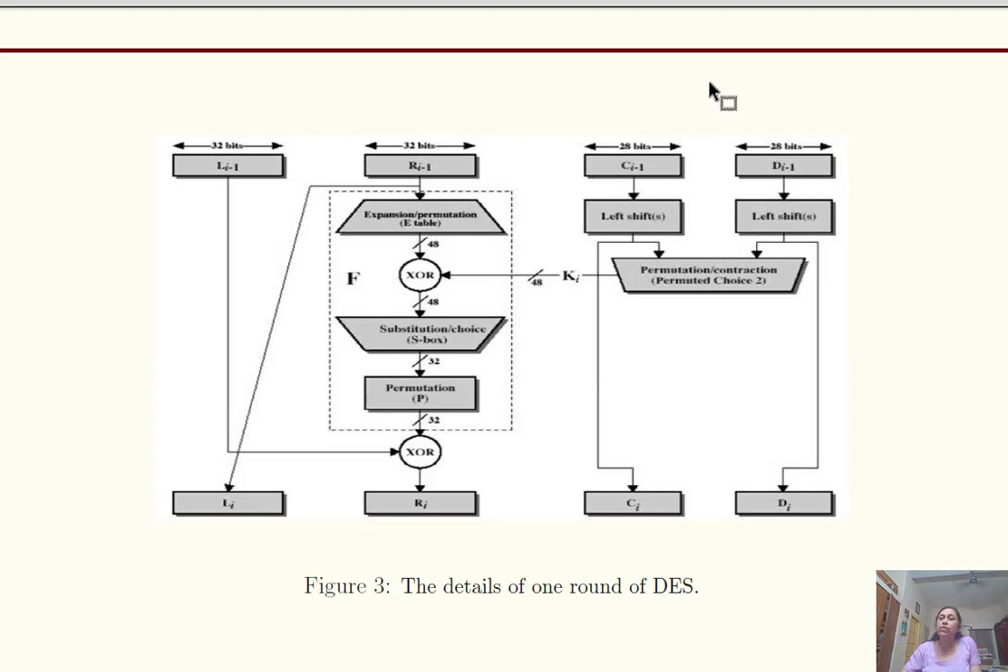As I said, for the initial key, we first shuffle it using permutation choice 1, and then you divide it into two parts. Each part gets a one or two left circular shift. Then you shuffle this 56-bit result again using another permutation choice. This is not exactly a permutation, since some bits are discarded here. You get 48 bits.